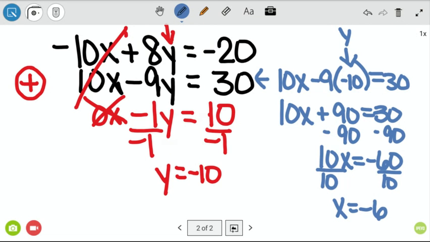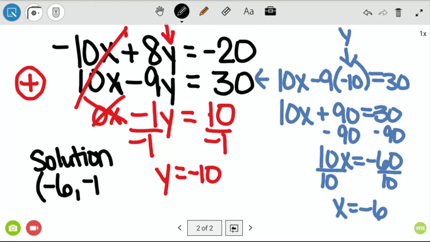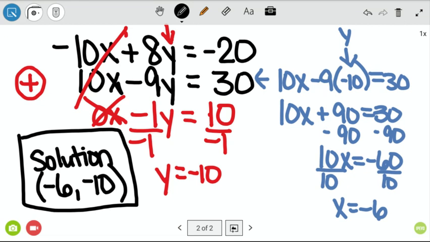So just like we did with Desmos, this is actually the point of intersection. So our solution, we can write as an ordered pair. X always goes first, y goes second. And if you wanted to plug this in on Desmos and look at the lines, that point of intersection would be negative 6, negative 10.